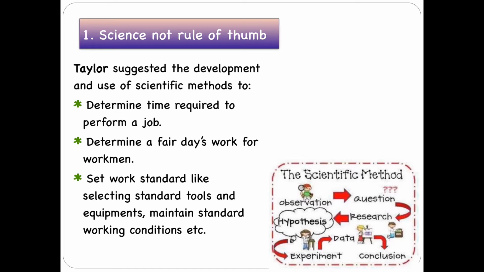1. To determine the time required to perform a job. For example, if you have to prepare tea, how much time do you require? Like this, Taylor in his factory started giving time to do a particular job. 2. Determine a fair day's work for workmen. How much a worker should be paid on a daily basis. 3. Set work standards, like selecting standard tools and equipment, and maintaining standard working conditions. To perform a particular job, certain tools and equipment are required. So he set standard tools and equipment, at the same time maintaining proper working conditions for the workers.